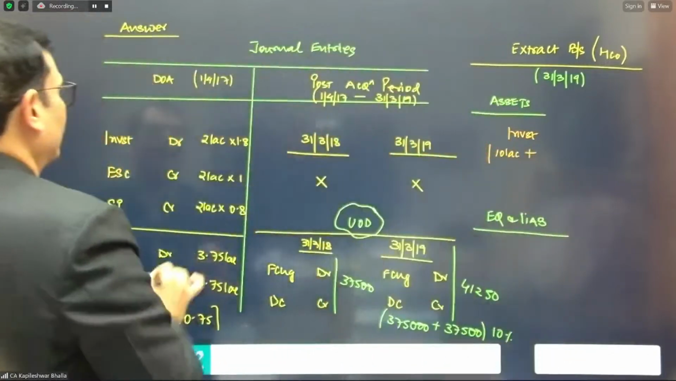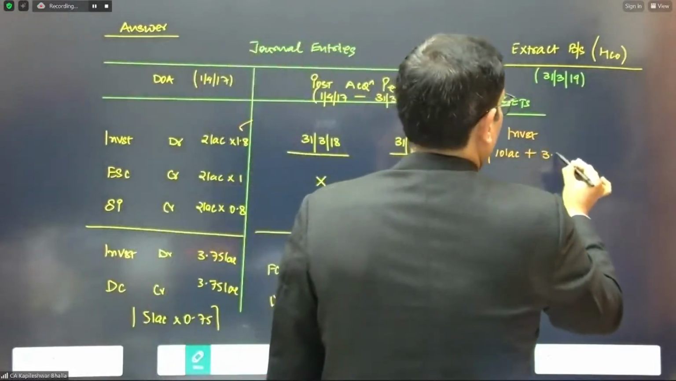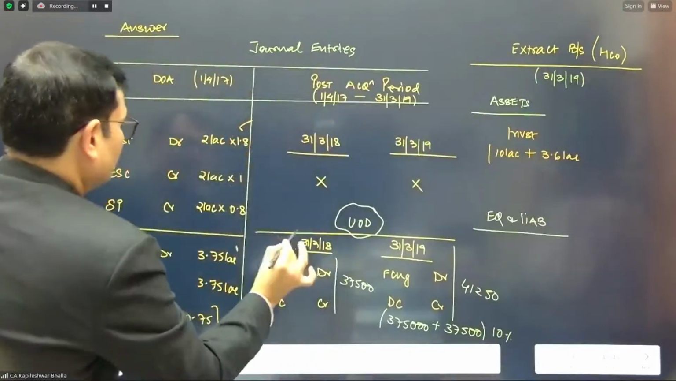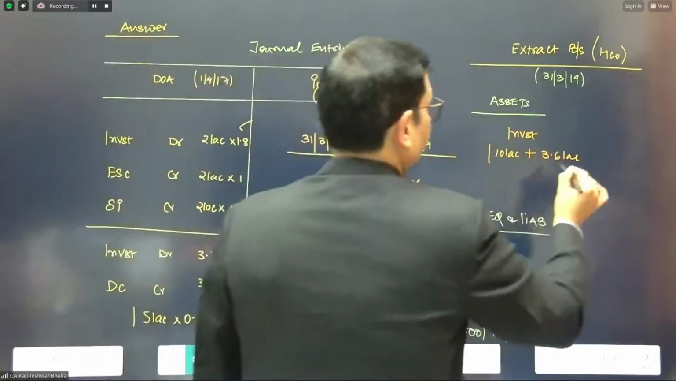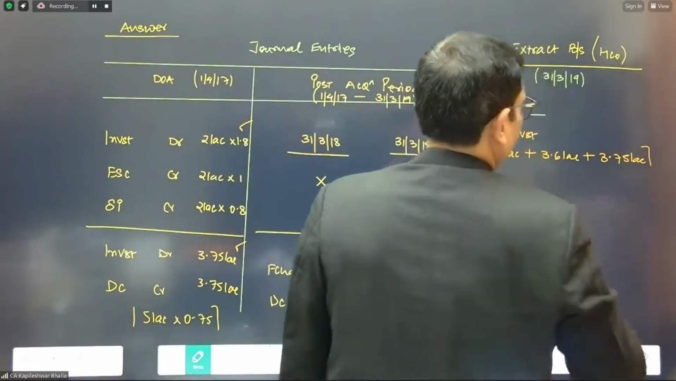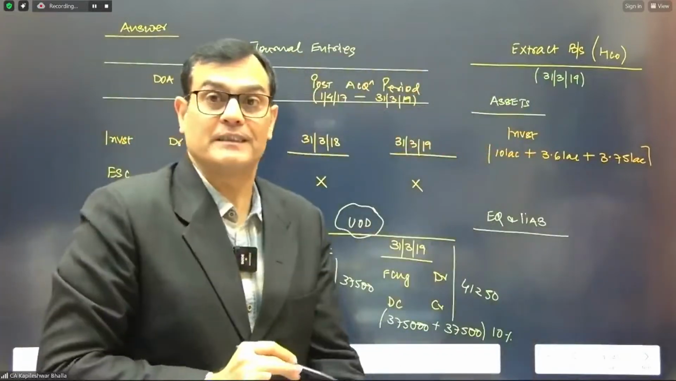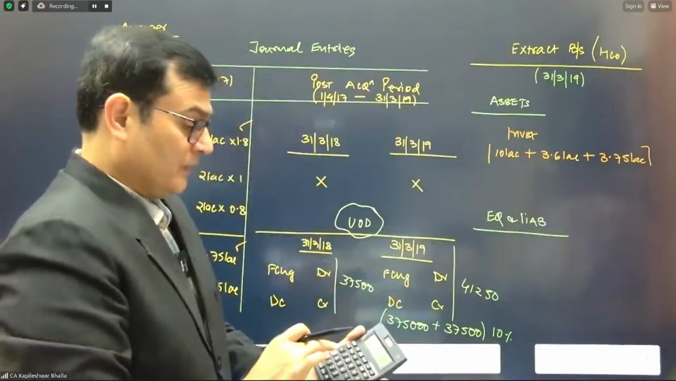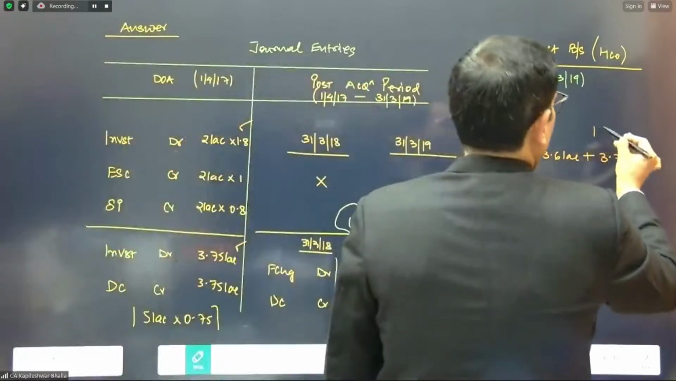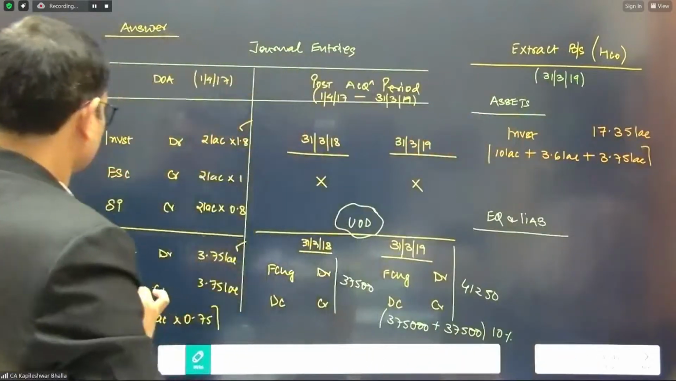And to this, you need to add number one, 3.6 lakh. This is one component. And you need to add 3.75 as well. So in the extract balance sheet, the investments will undergo a change. I'm just putting a tick so that everything gets incorporated in the extract. So 13.6 plus 3.75, that is 17.35 lakhs is the investment.